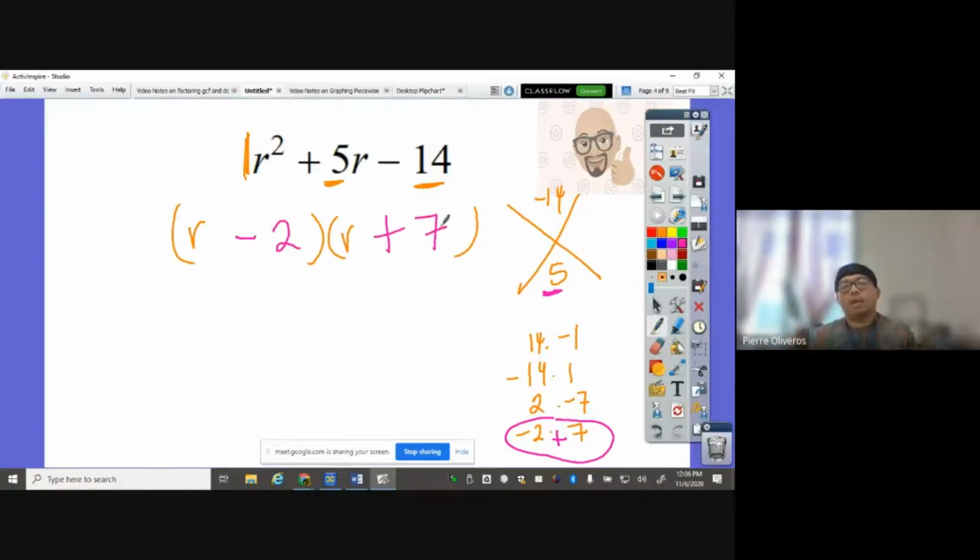The order doesn't matter. You can have there r plus 7, r minus 2. That's okay. Okay? Kaboom.